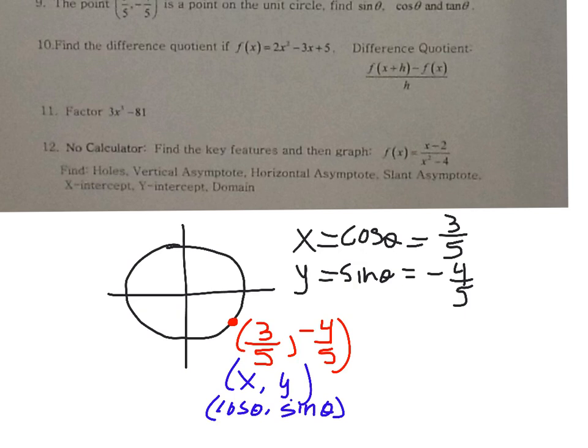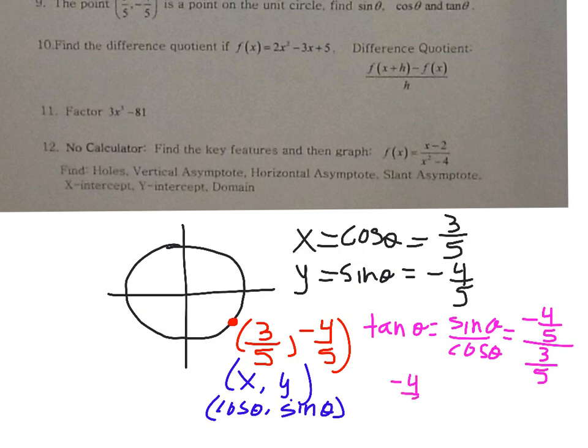Now remember, tangent theta is the ratio sine theta over cosine theta. Now sine, we know, is negative 4/5. So it's negative 4/5 over, and cosine is 3/5. So we're going to do same change flip, so it's negative 4/5 times 5/3. We get negative 4/3. That's tangent theta.